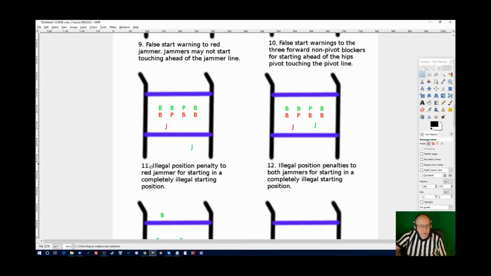Eleven. An illegal position penalty to red jammer for starting in a completely illegal starting position. Again, if the red jammer is touching ahead of the jammer line, then they just get a warning. If they start completely ahead of that jammer line, now that's a penalty. Twelve. Illegal position penalties to both jammers for starting in an illegal starting position. You're probably never going to see this in your Derby career. Some of these are a little rare, but once in a while they pop up, which is why I'm showing it to you. They both take illegal position penalties.